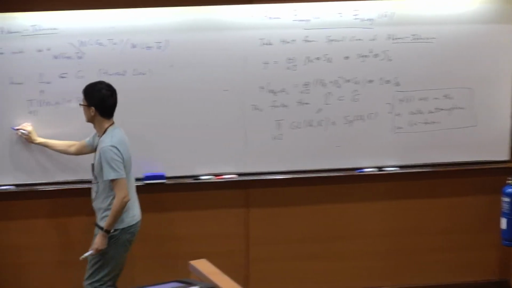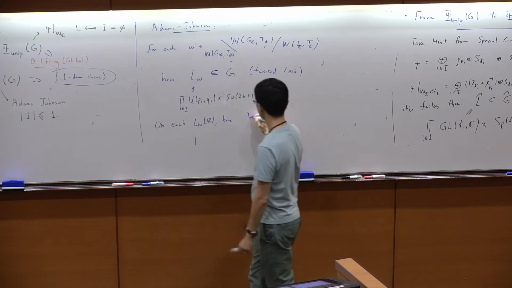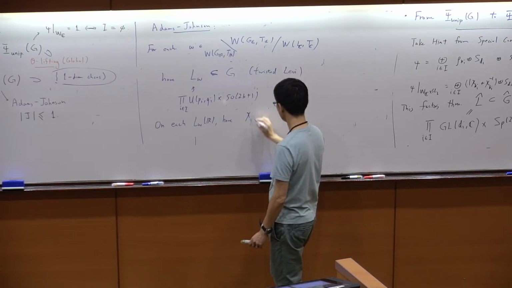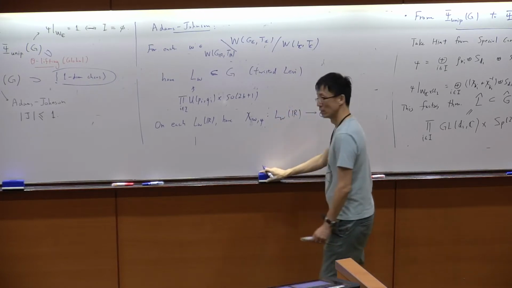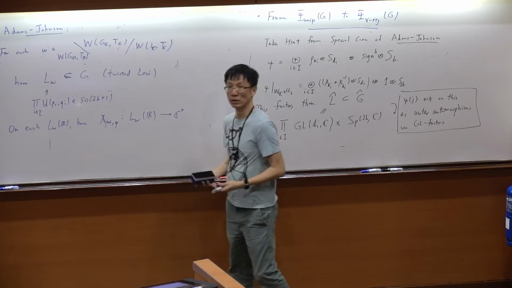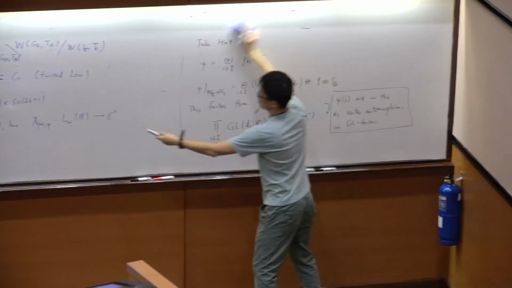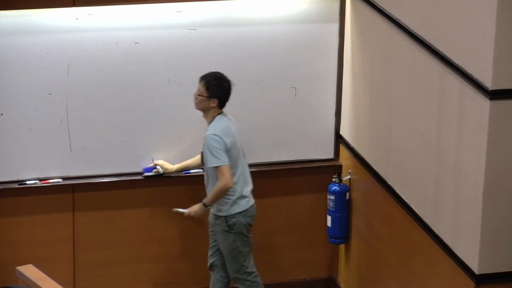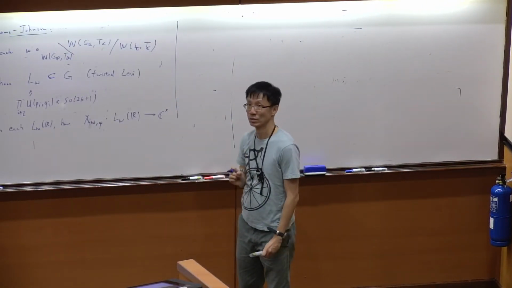And on each one of them, I have a one-dimensional character, which I will call chi psi. And roughly speaking, I want to induce it to G. If this were a Levi subgroup of a real parabolic, then I would just do parabolic induction. But these unitary groups are not Levi subgroups of parabolics over the reals. But in the case of real groups, there's this notion of cohomological induction, and that's what they used.